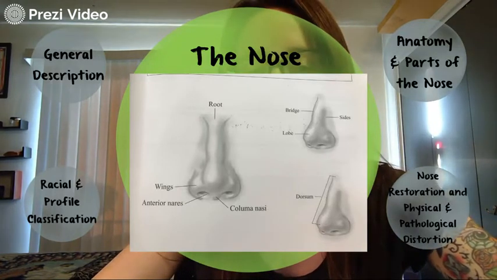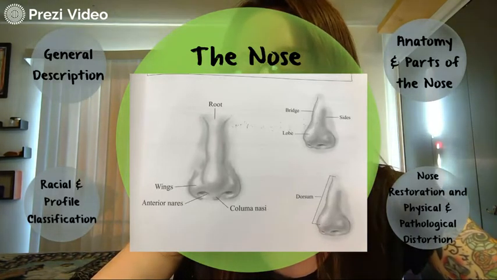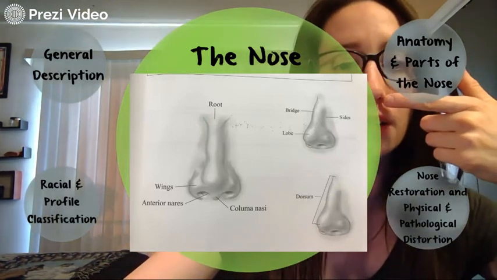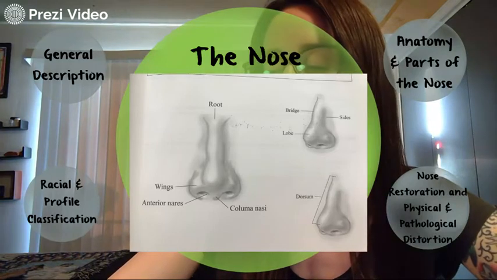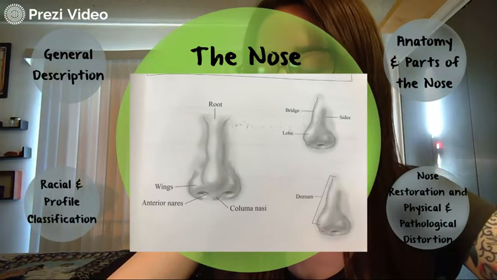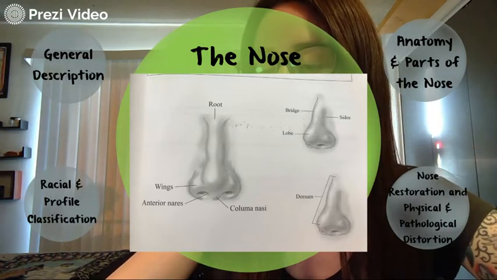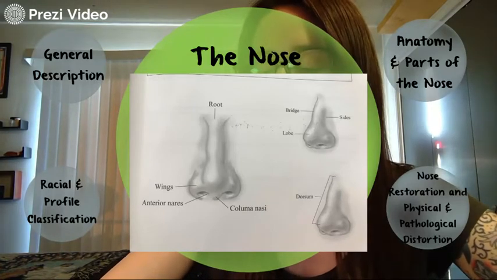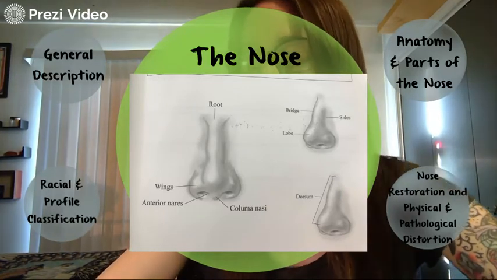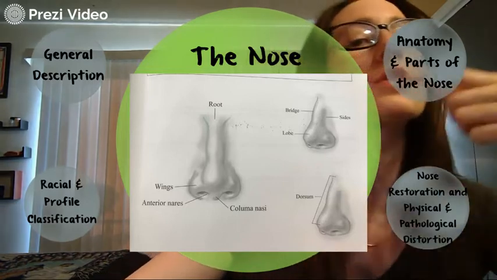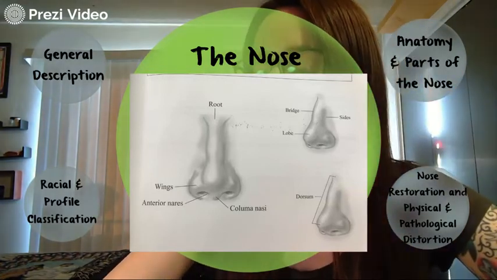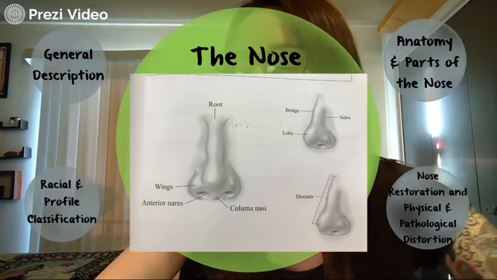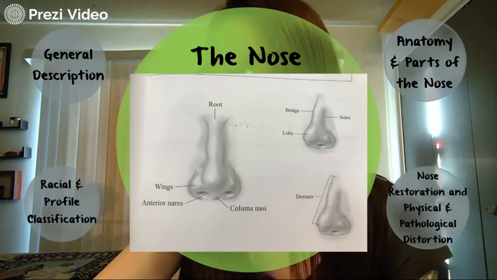Next, we have the wings, which are viewable in this photo. The wings are the lateral lobes of the nose, right here. It's the widest part of the nose, bordered by the nasal sulcus and the anterior nares. The columni nasi is next, which is the fleshy termination of the nasal septum at the base of the nose, located between the nostrils. So that's going to be seen right here. The anterior nares, as we know, are the external nostril openings.